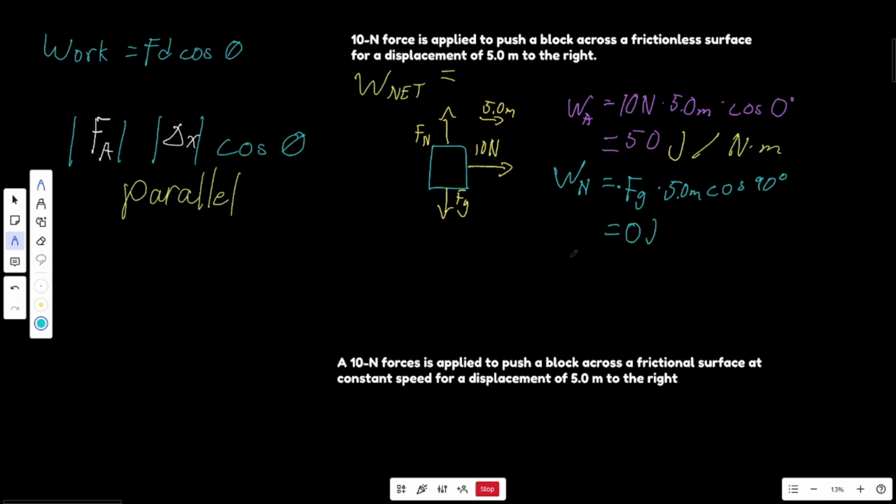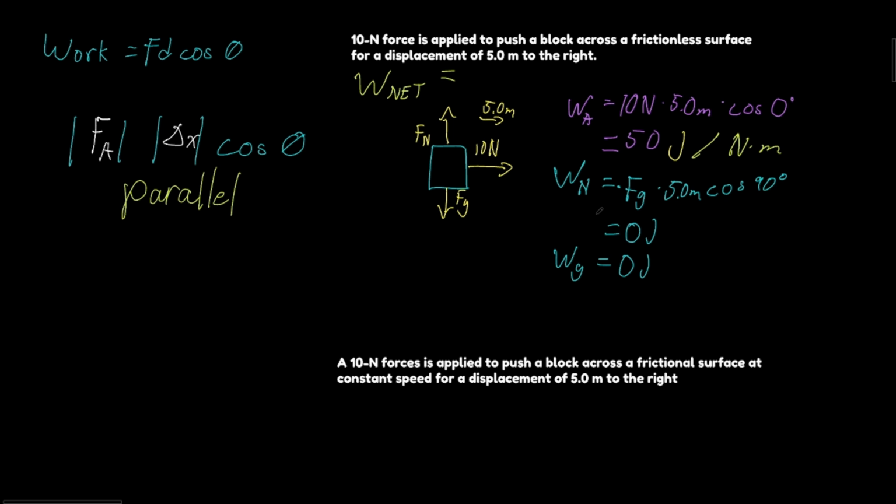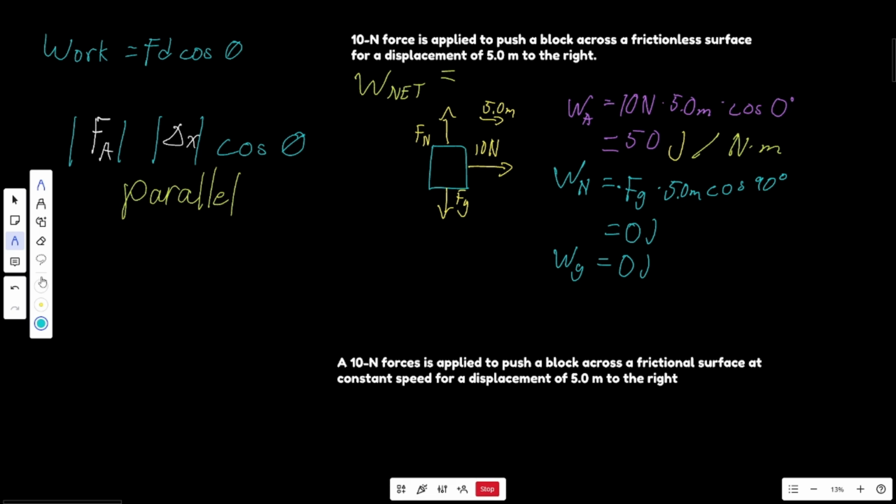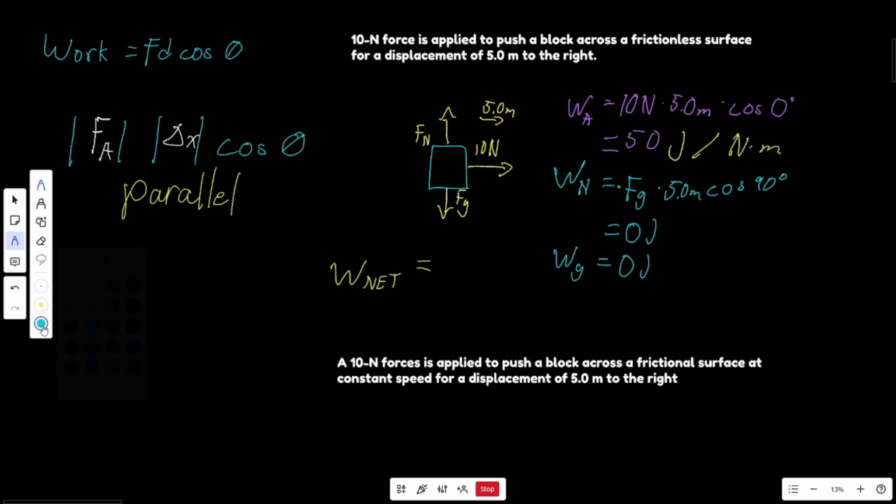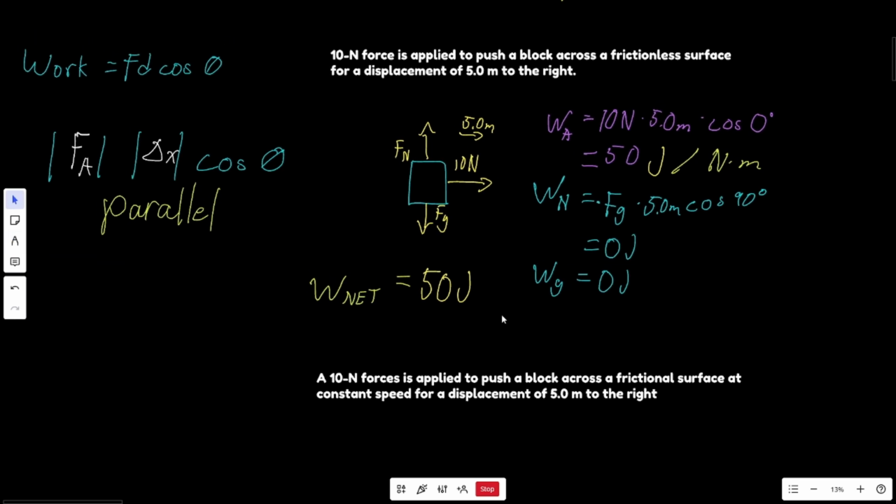And same thing with the force of gravity. So work done by gravity, there is 0 joules. So our net work is going to be based on the applied work, which is 50 joules. That gives us 50 joules of work in this scenario. So there, that's how we solve for this one.